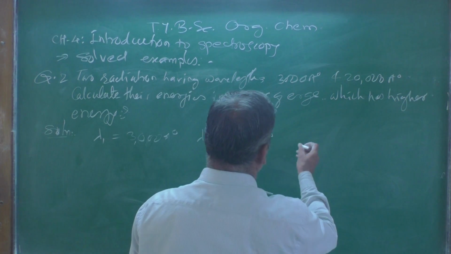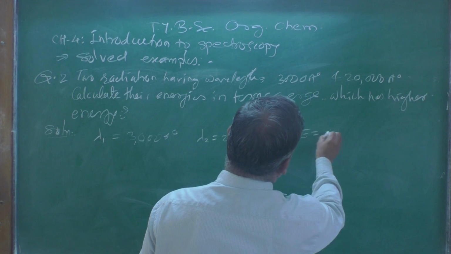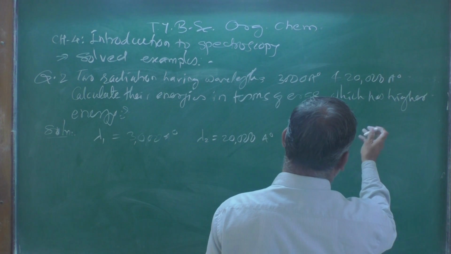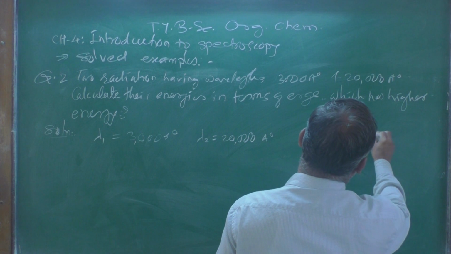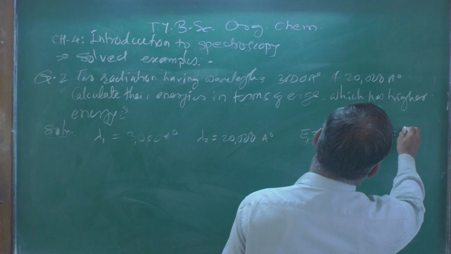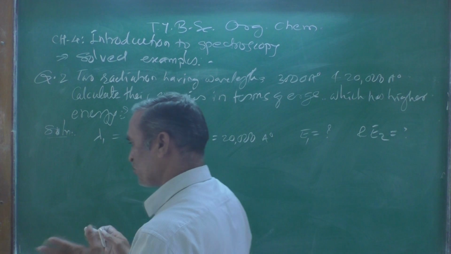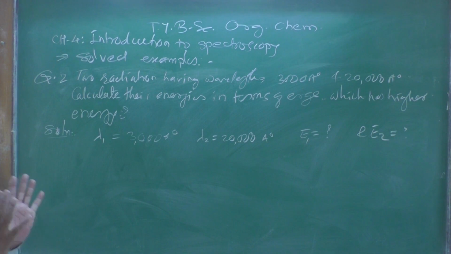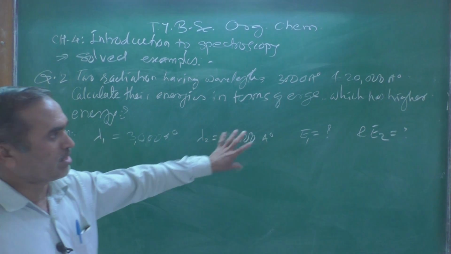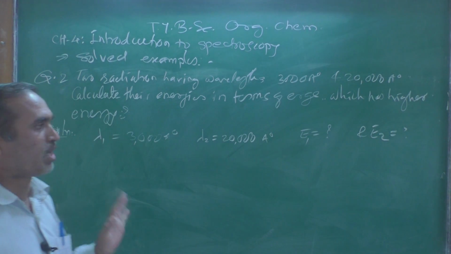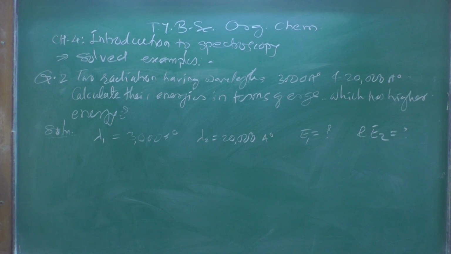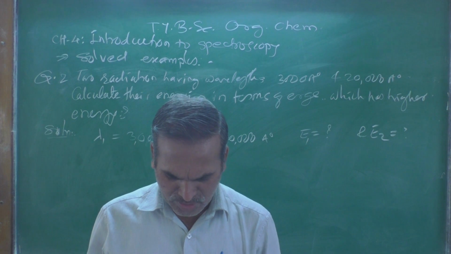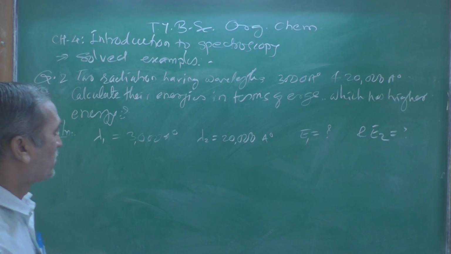Now you have to calculate the energy E1 as well as E2. You have to calculate and compare between these two. Which one will be the higher energy? These are the given things and these are the things you have to calculate, right? Understood this one? Now let us see over here, calculate the energy of the first radiation.